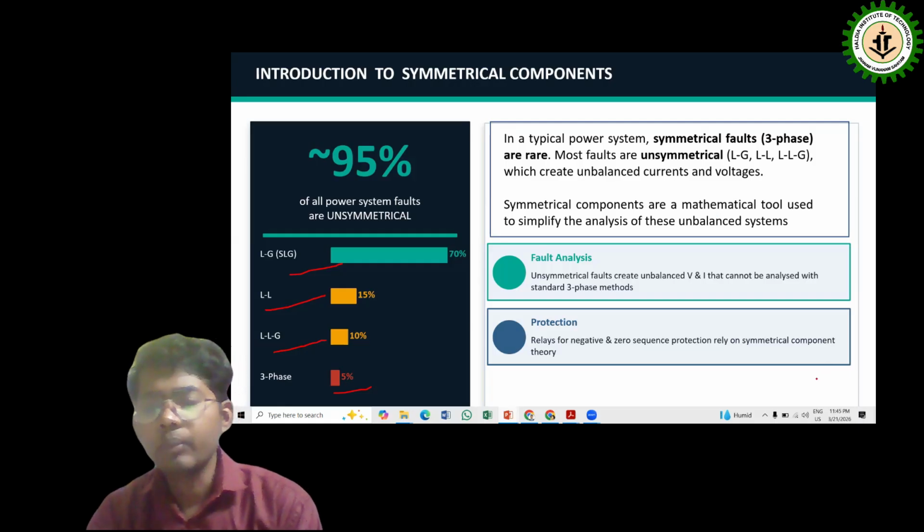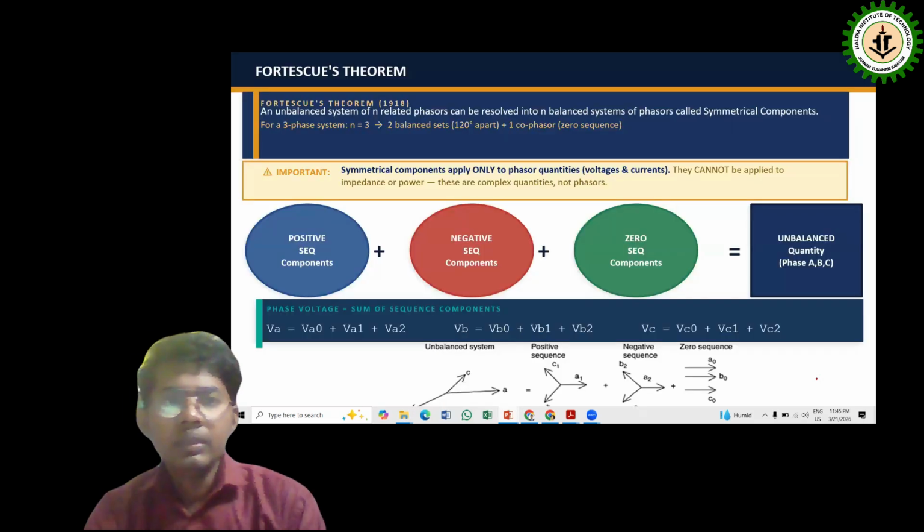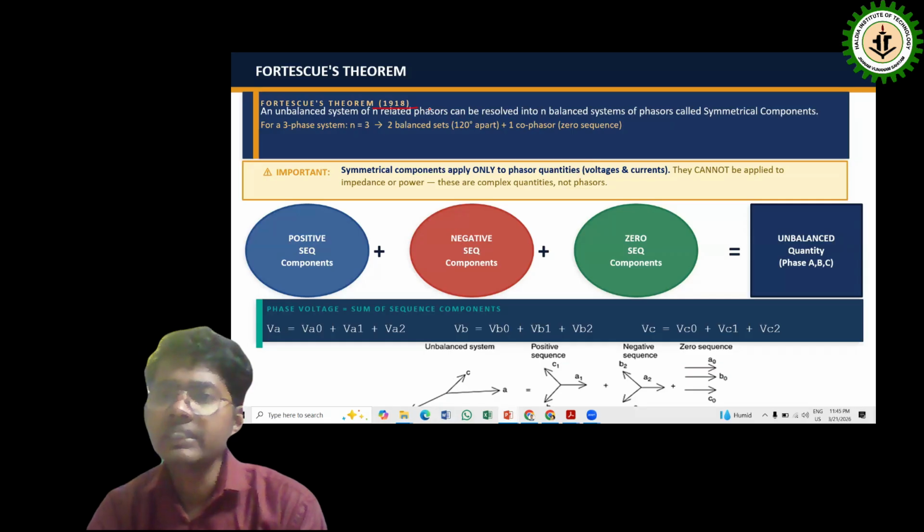And why do symmetrical components come? From the Fortescue theorem. In 1918, the Fortescue theorem states that an unbalanced system of n related phasors can be resolved into n balanced systems of phasors called symmetrical components. Means what? Any unbalanced n phasors can be resolved into n number of balanced phasors. Here n number of balanced phasors means positive sequence component, negative sequence component, and zero sequence component. These all are balanced in nature.